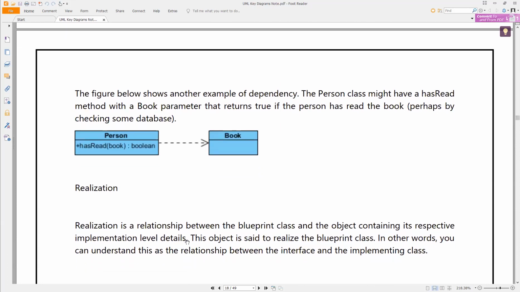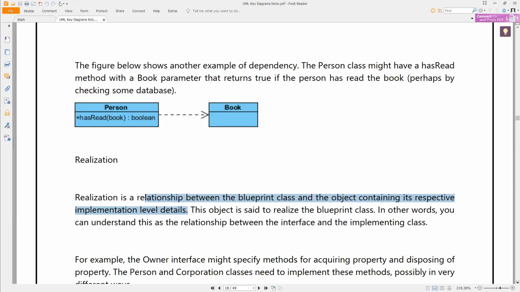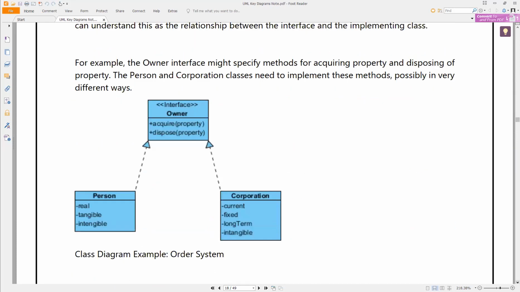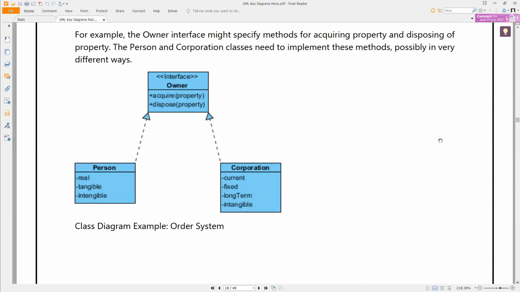Realization is the relationship between the blueprint class and the object containing its respective implementation-level details. I think, as we said, when you have the concept of interfaces, realization becomes very important. Okay, so now let's see. This is another example for realization.